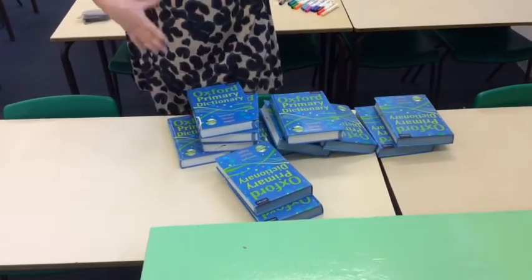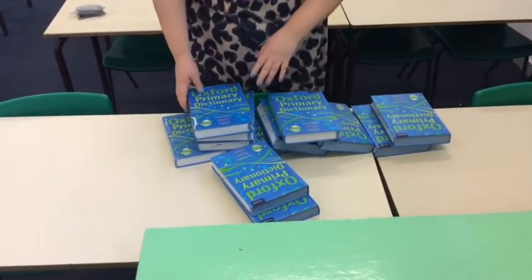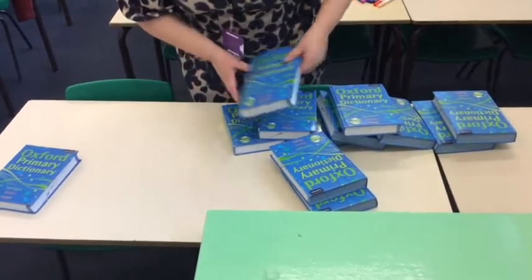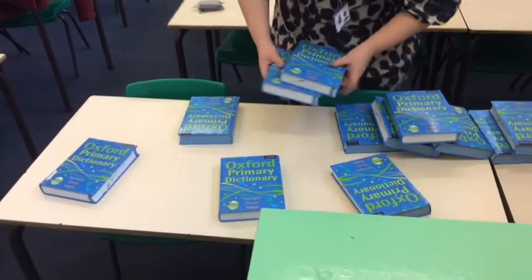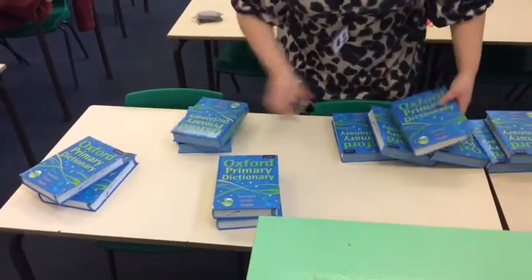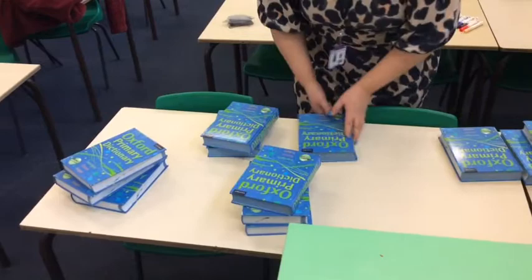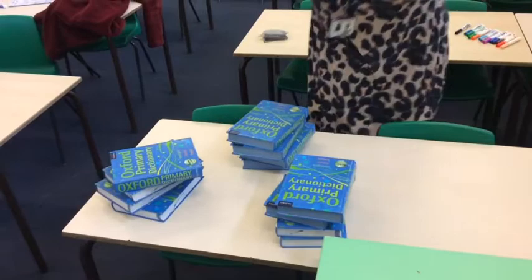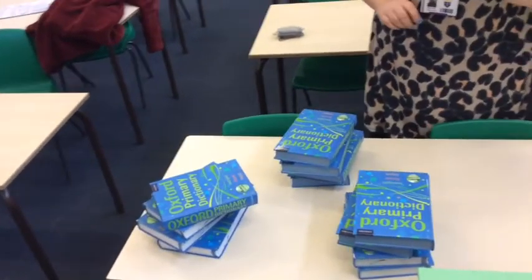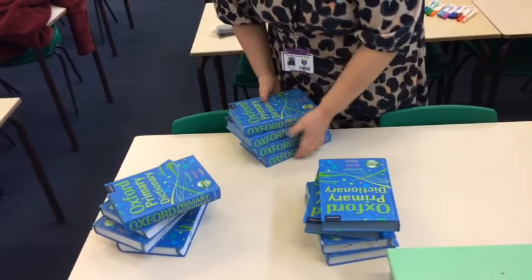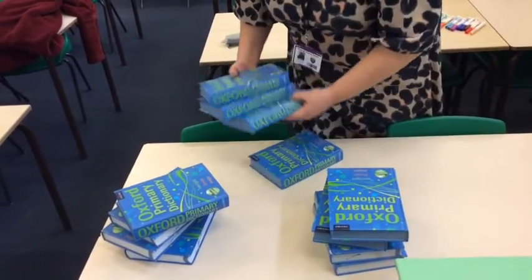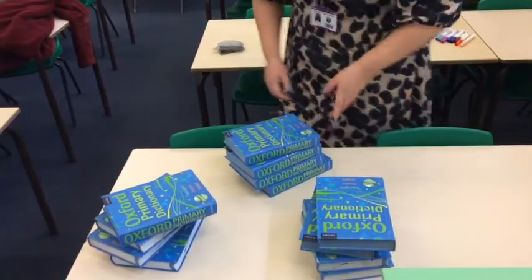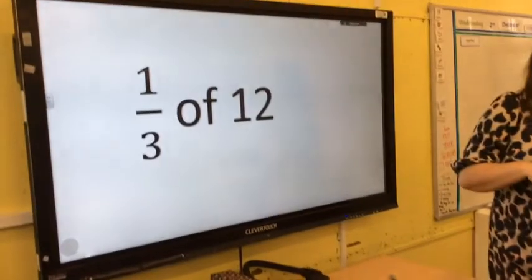12 dictionaries. So I'm going to split these 12 dictionaries into 3 groups, because I'm looking at a third. Okay, so I'll make 3 groups. There's my 3 groups. And I just need to keep sharing my objects out into the 3 groups. Okay, brilliant. Now I needed to find what 1/3 of this 12 was. So I'm going to look at just one of these groups. And how many is that? 1, 2, 3, 4. So if we go back to our question, 1/3 of 12 would be 4.